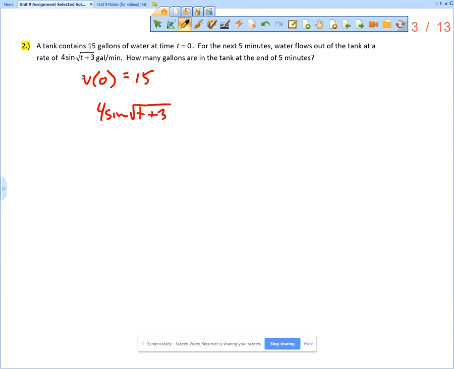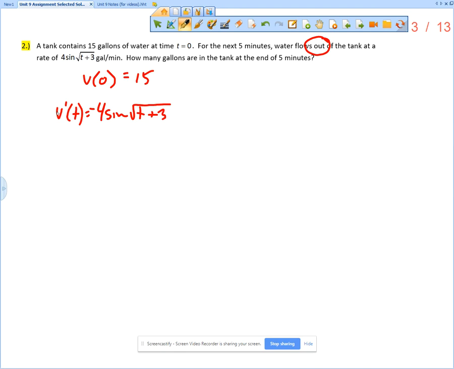What is that? Well, it's not the volume, it's the rate of change of the volume. So it's actually like V prime of t. But the water is flowing out of the tank, and so that means this rate is a negative number. Now it says how many gallons are in the tank at the end of 5 minutes.